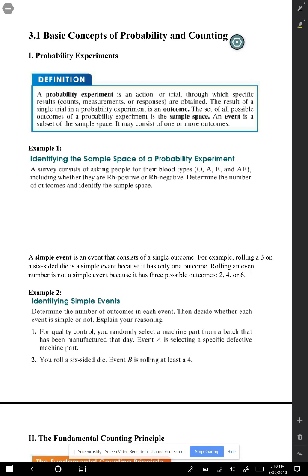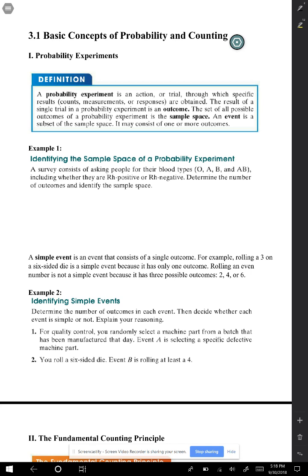Probability experiments. A probability experiment is an action or a trial through which specific results are obtained. What this means is if you were to actually flip a coin 100 times and record the results, you would be performing a probability experiment. The result of a single trial is called an outcome. So the first time you flip the coin and record it, that's your first outcome.